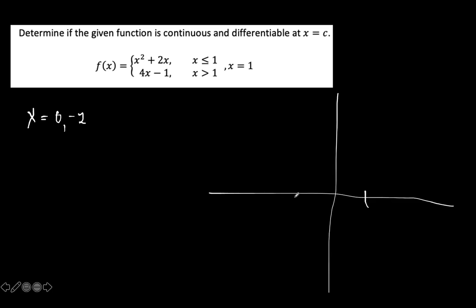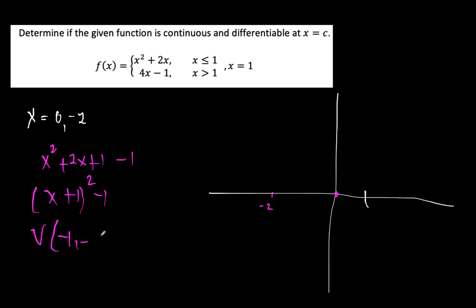So let's plot the points. 0 and -2. Let's say -2 is here. And there we go. So it's a parabola that opens upward. And what's the vertex? So that's x squared plus 2x plus 1 minus 1. So that's (x plus 1) squared minus 1. Therefore, the vertex is (-1, -1). Okay, here we go.